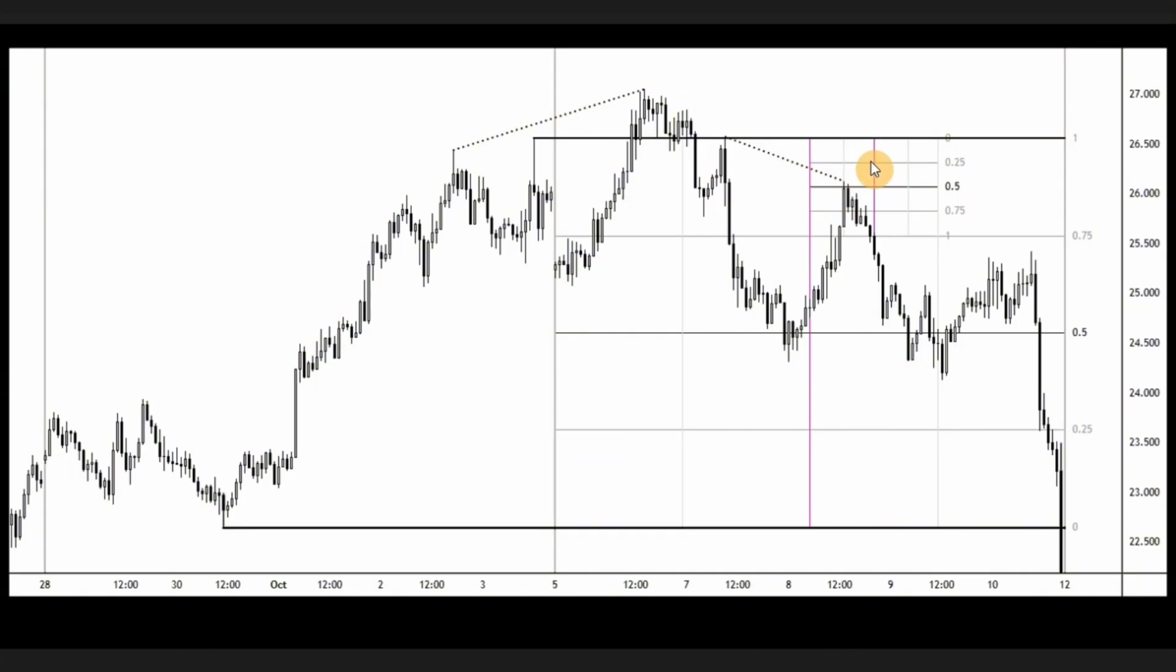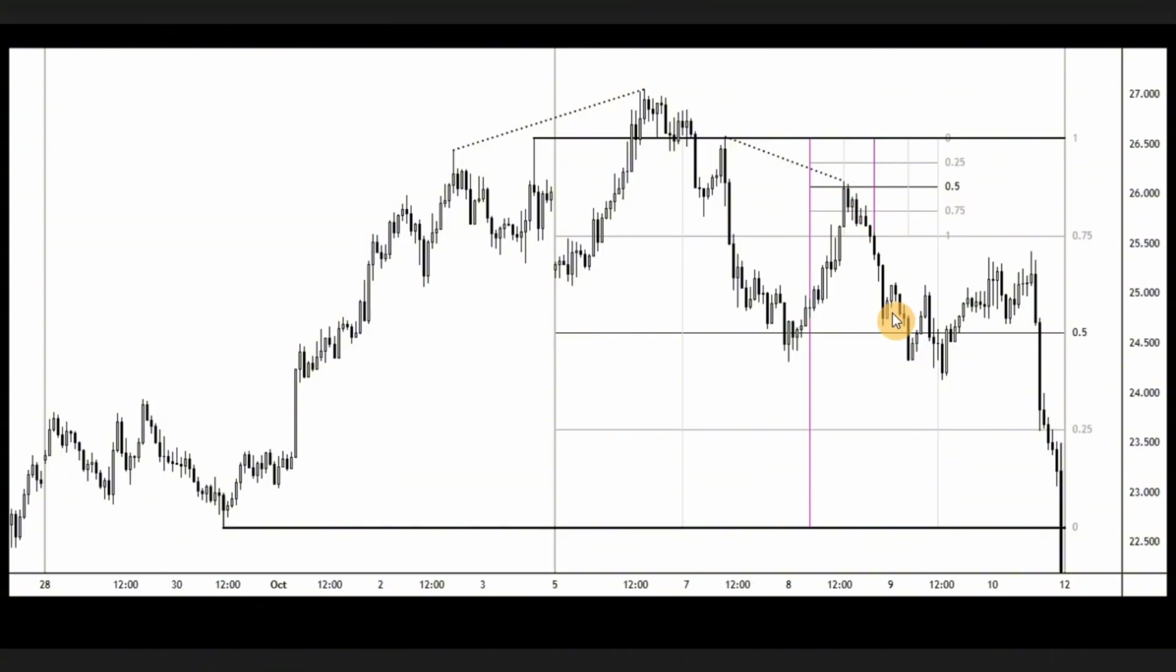You can also use these horizontal levels to place your stop loss. So if you're entering from the 50, you can place your stop loss above the 25 or above the 100 level, or the high of the previous week. Same thing if you entered from the 75. You can place your stop loss at the 50, or you can place it at the 25 level.